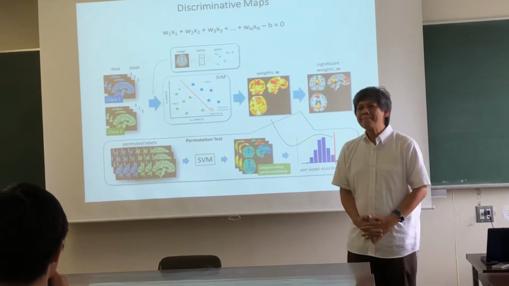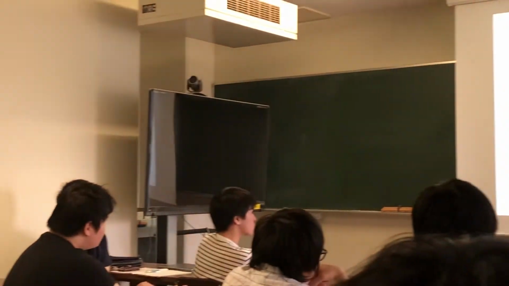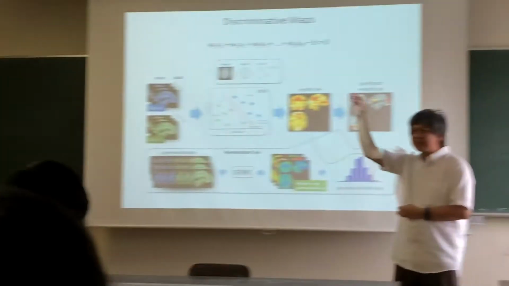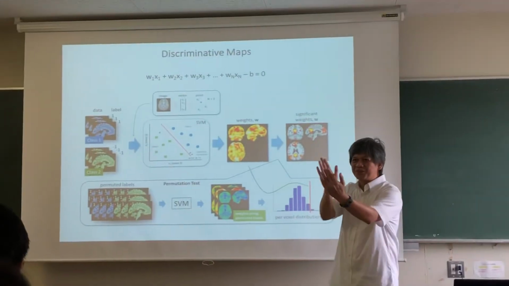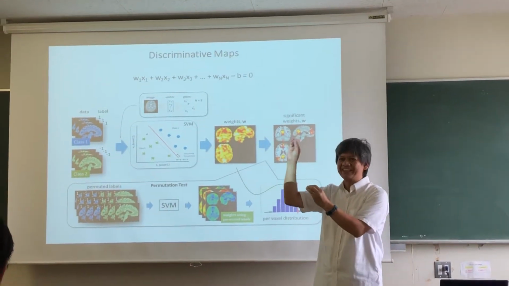Then you classify the activity of the correct levels. Yes, I see. So if the correct level is higher than most of the null distribution, then we say that that weight is significant.